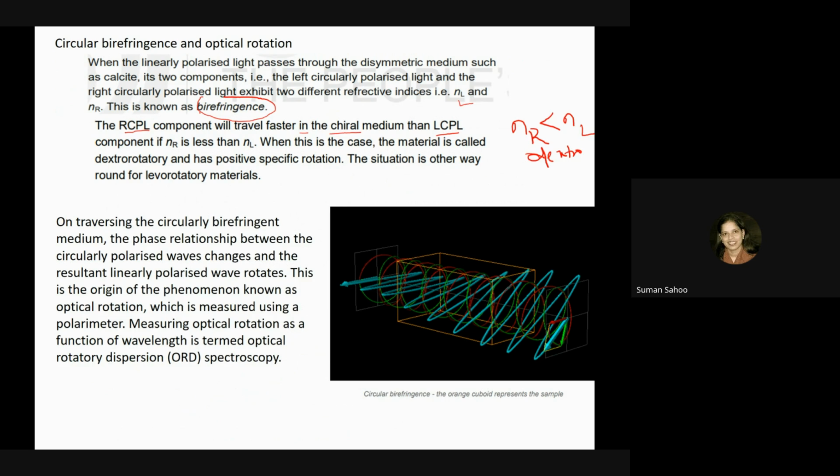If NR is less than NL, that is, if the refractive index of right circularly polarized light is less than that of left circularly polarized light, in that case the left circularly polarized light will travel faster in that medium, and the material would be known as levorotatory.